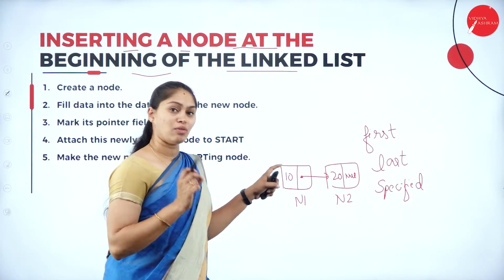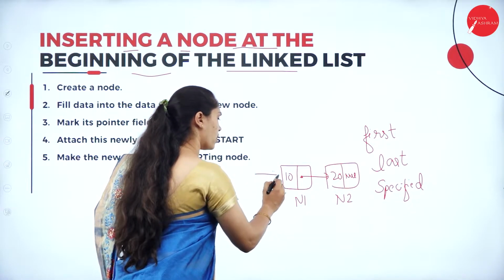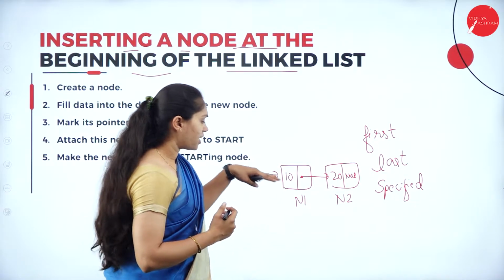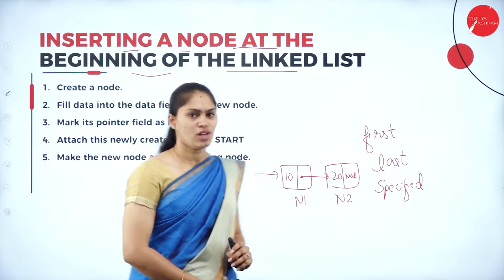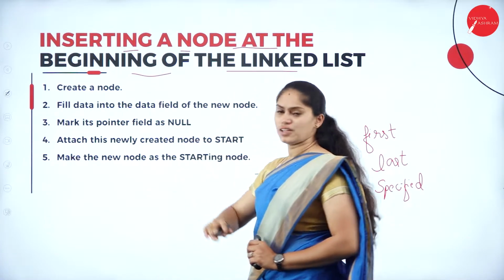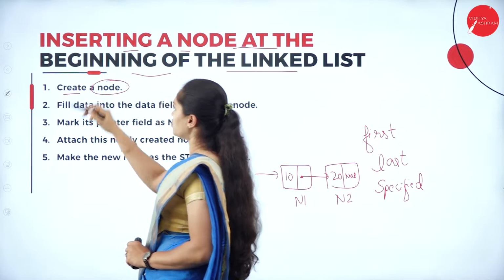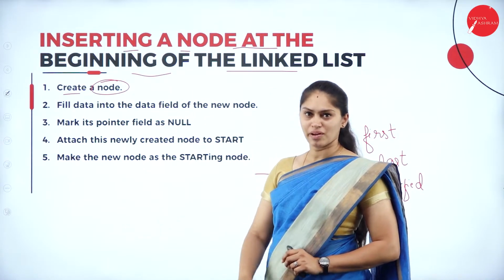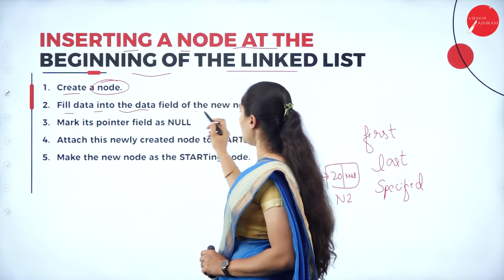So here I want to insert an element at the beginning of a linked list. That means I want a new node which will be the first node of the linked list. That is what I am trying to do in the insertion of a node at the beginning of a linked list. What are we supposed to do? First, I have to create a node. Already we know how we create a node with the help of structure. Yes. After that, fill the data into the data field of the new node.